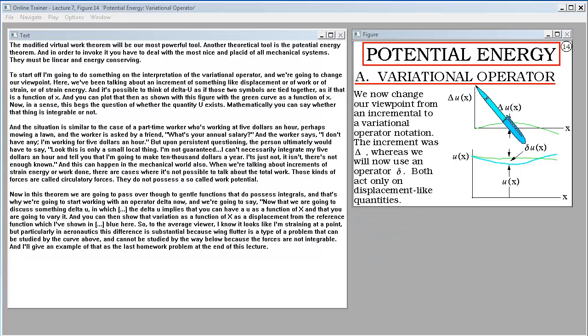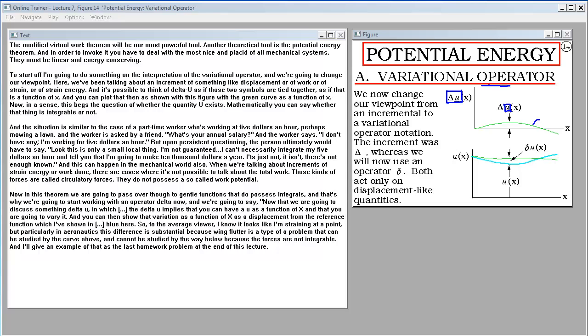To start off, I'm going to do something on the interpretation of the variational operator, and we're going to change our viewpoint. Here we've been talking about an increment of something like displacement, or of work, or of strain energy. And it's possible to think of delta U as if those two symbols are tied together, as if that is a function of x. And you can plot that then, as shown in this figure with the green curve, as a function of x. Now, in a sense, this begs the question of whether the quantity U exists. Mathematically, you could say whether that thing is integrable or not.